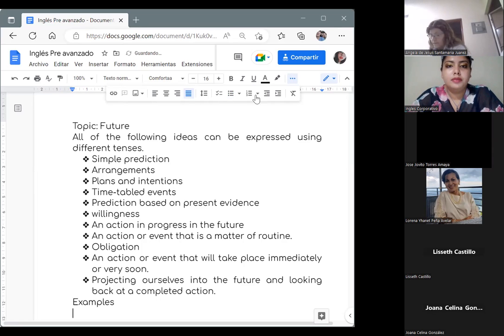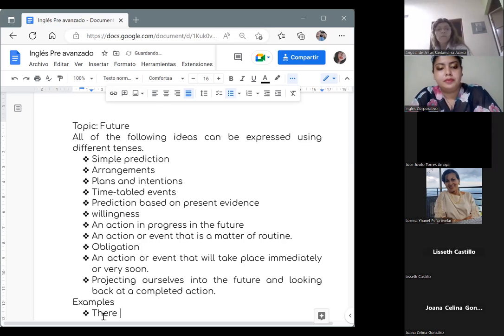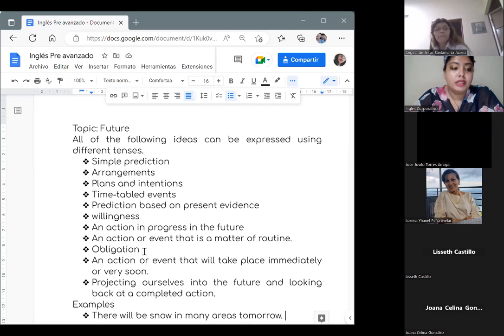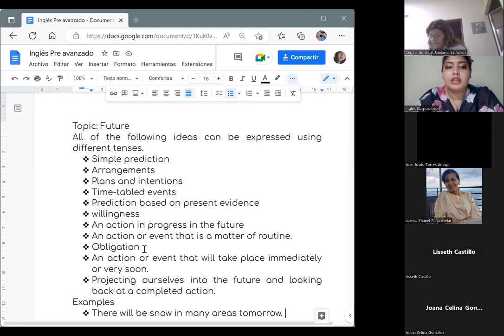For the number one, we have a simple prediction, and I have the following sentence. There will be snow in many areas tomorrow. So in this case, we are talking about a simple prediction, because in that context, maybe they are living in a city in which they have this kind of activity, the snow falling and all of that. So in that case, we are using will. That is a very, very simple prediction. There will be snow in many areas tomorrow.